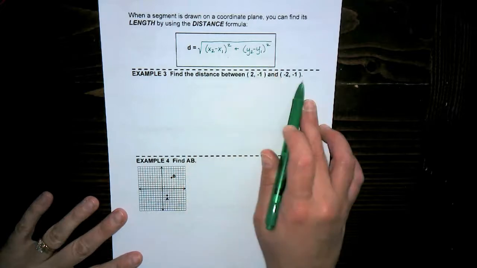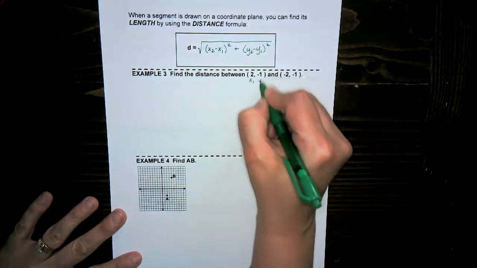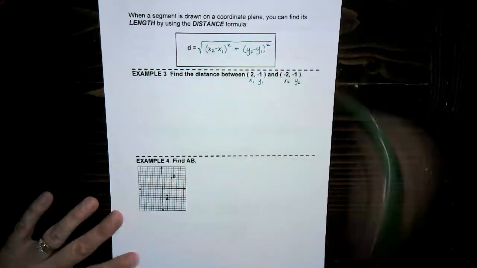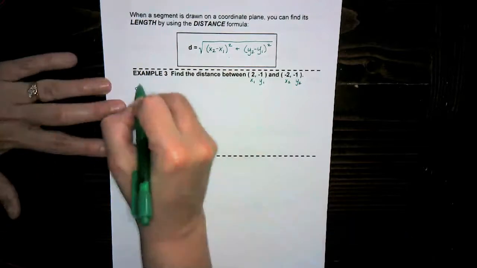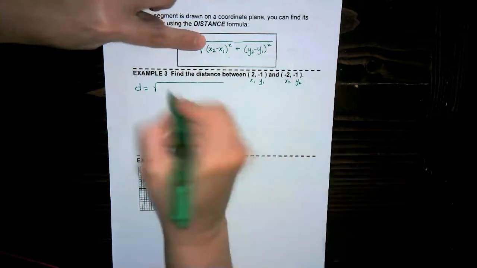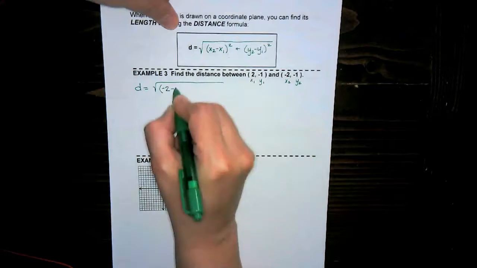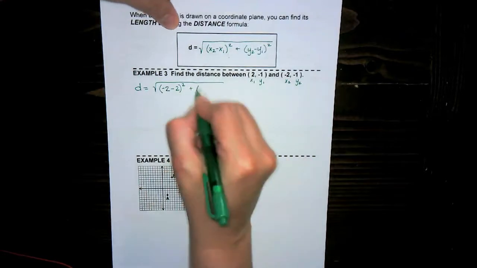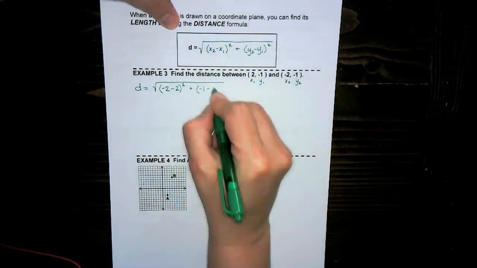So if I look at example 3 here, my first x is 2. My first y is -1. My second x is -2. My second y is -1. So if I follow my distance formula here, I've got a big square root, right? I'm going to subtract the x's. So x2 is -2 minus x1 is 2, and being very careful with my signs in there. And then plus, then I do the same thing with the y's. y2 is -1 minus -1.